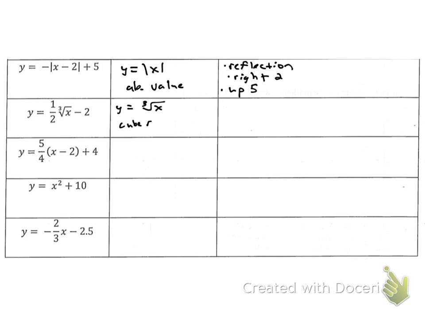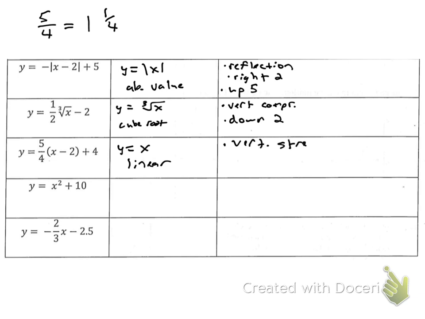All right, next one is a cube root function. What's the 1/2 telling me? Vertical compression. And then that minus 2 is outside of the radical, so it is down 2. Okay. All right. Next, outside, a is 5/4. So it's a stretch. Good, because 5/4 is greater than 1. 5/4 is 1.25. So we got a vertical stretch. Good. 2 inside of parentheses tells me it is right 2. And then up 4. 4 outside, up 4.